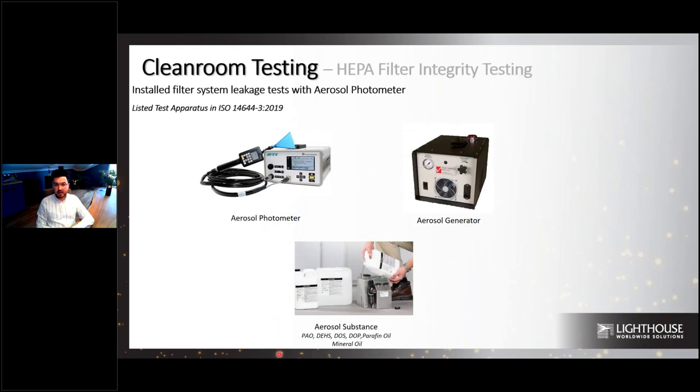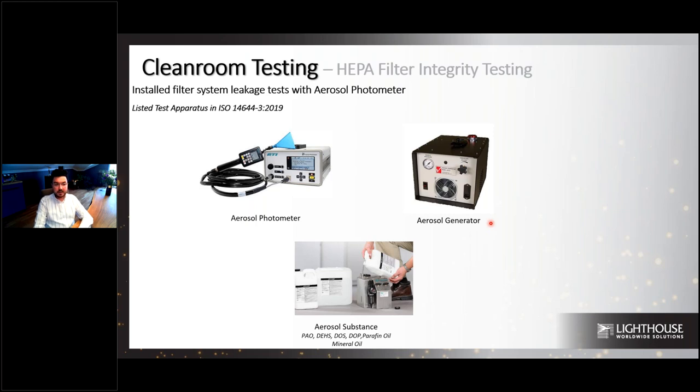So let's move to HEPA filter integrity testing. There are two methods described in the standard, the ISO 14644-3 2019 version. One of them is the aerosol photometer method, which is widely used in the industry. You require one aerosol photometer with an aerosol generator and aerosol substance. This aerosol generator generates particles within a certain size. Remember, we had another webinar in which we described how to do HEPA filter testing. So we were describing the geometric distribution of 1.7 within certain particle sizes.